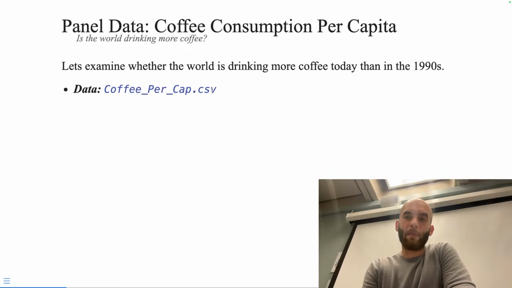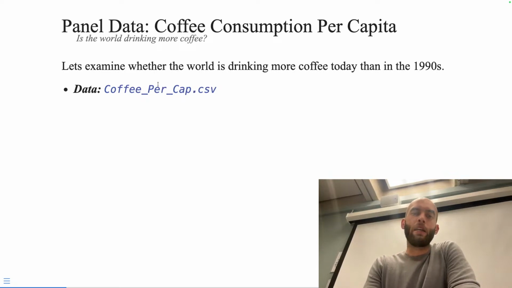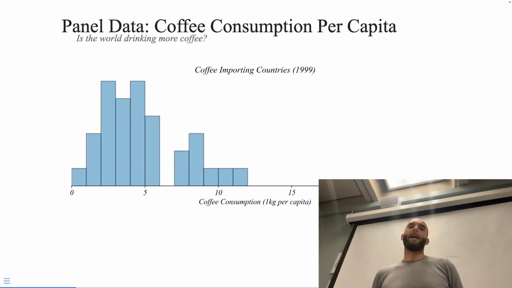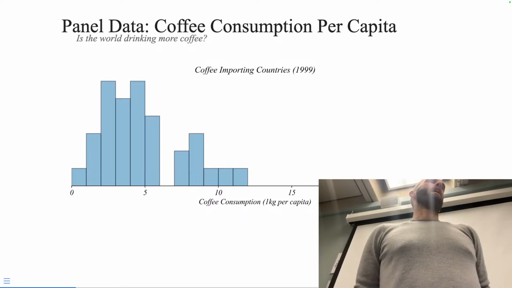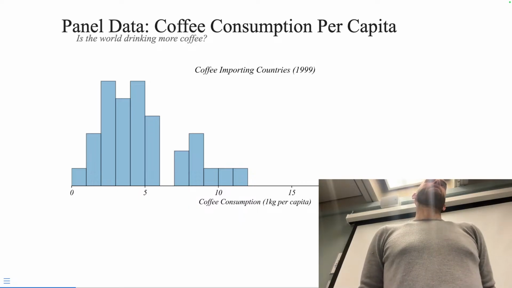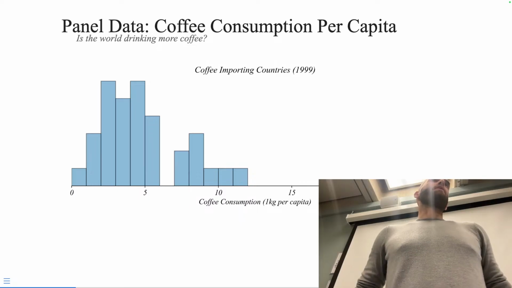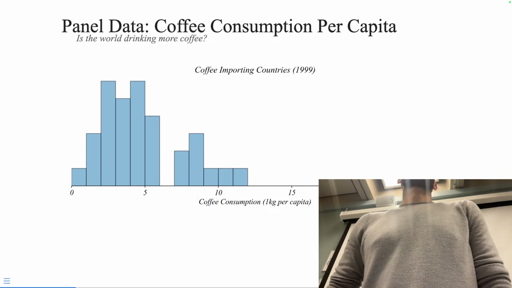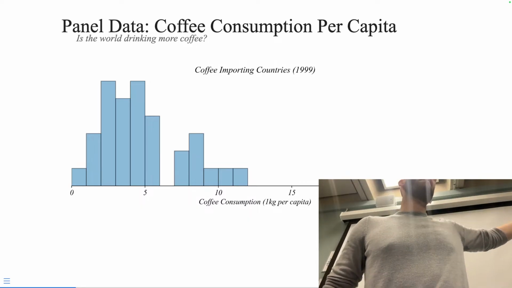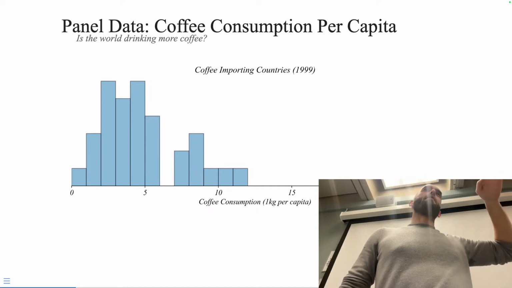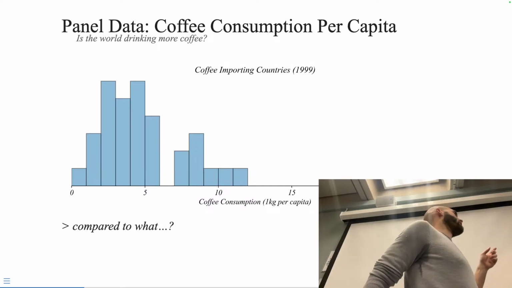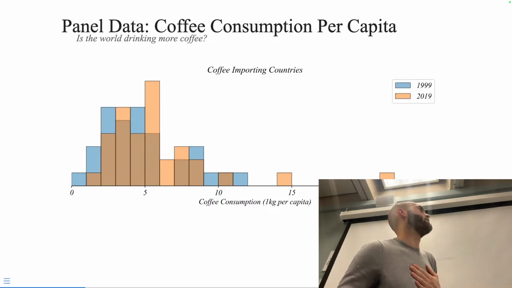Okay, so let me show you an example of why wide format can be useful. Let's say I ask you this question. Is the world drinking more coffee in 2019 than it is in 1999? And I show you this figure. What else do we need? So let's add a second histogram on top of our original one, showing the distribution not just of 2019, but also of 1999.